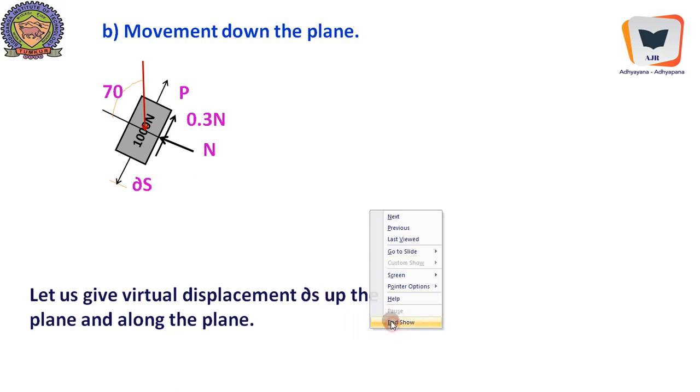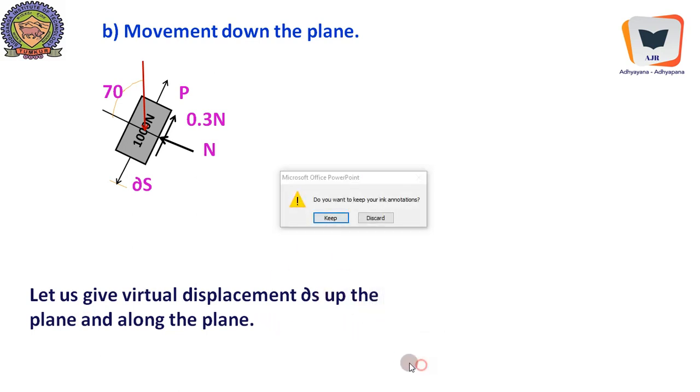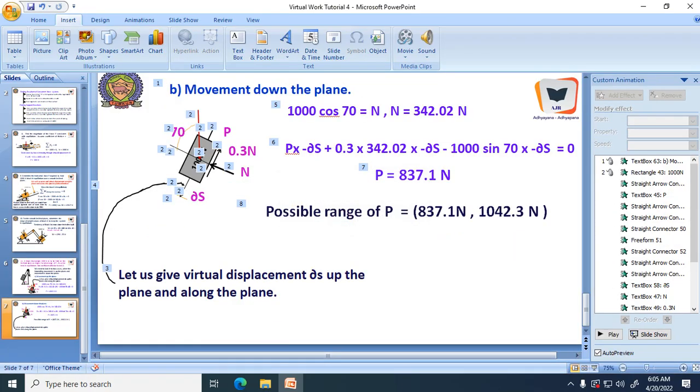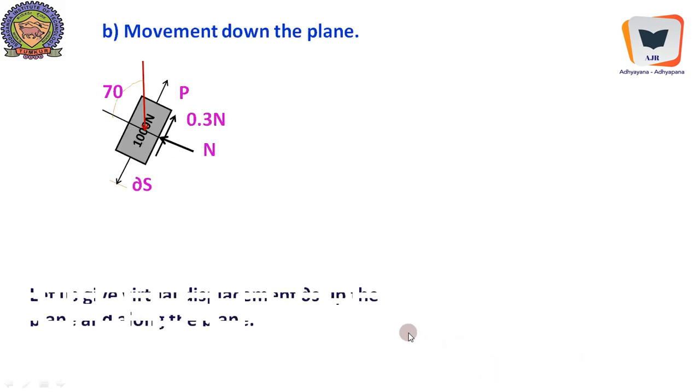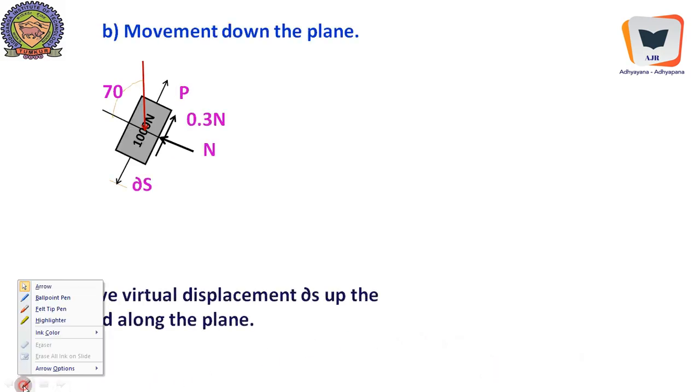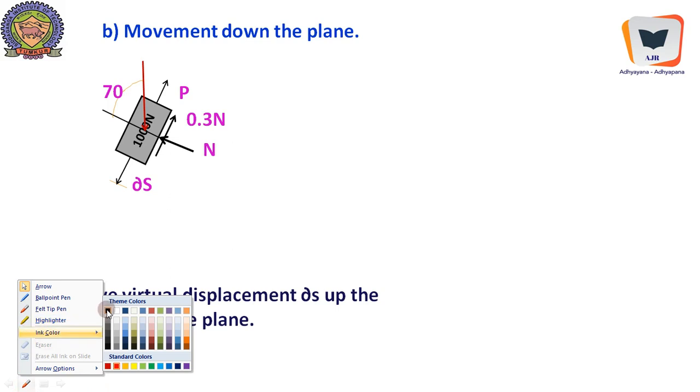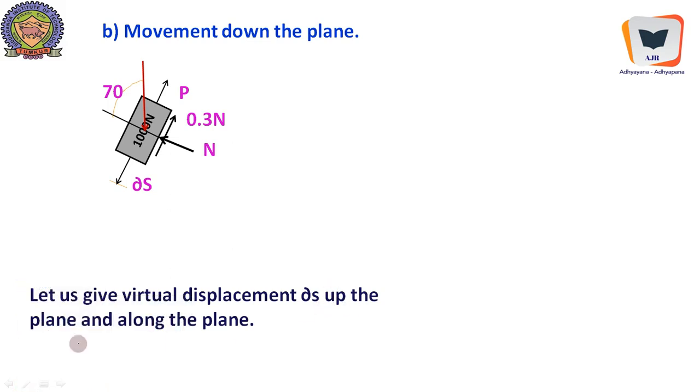Now let us give a virtual displacement del S down the plane. Actually it should be down the plane, sorry. Down the plane, which happens to be automatically negative according to our sign convention.